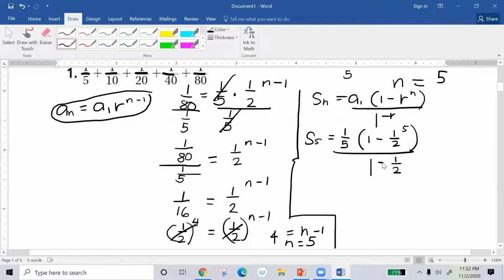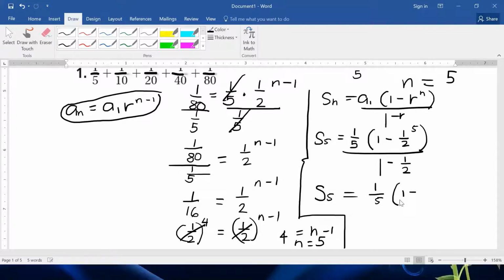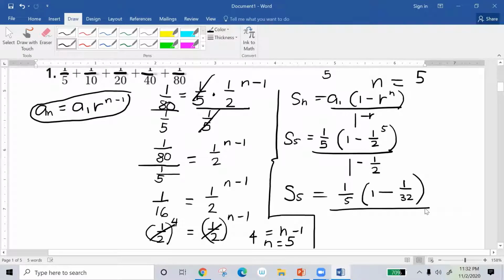Then simplify. The sum of 5 terms is, okay, what is 1 over 2 raised to 5? If you simplify, this will be 1 over 32. So 1 over 5 times 1 minus 1 over 32, all over 1/2.